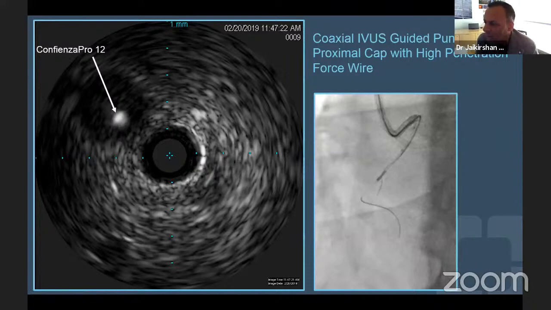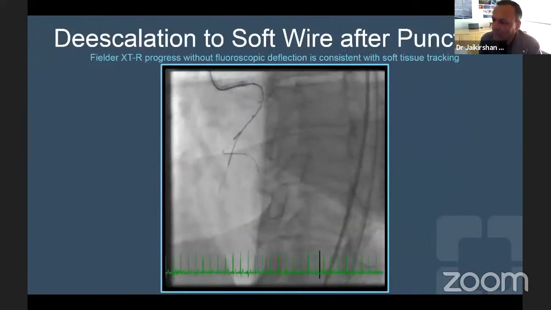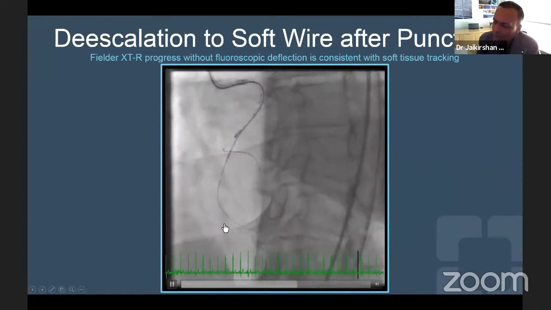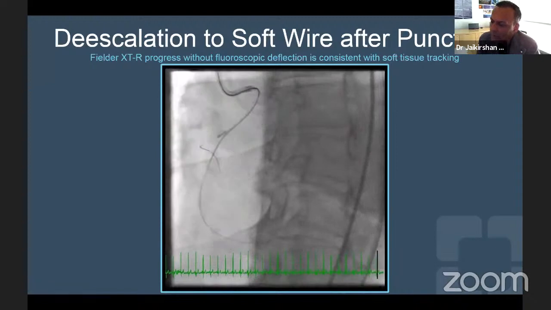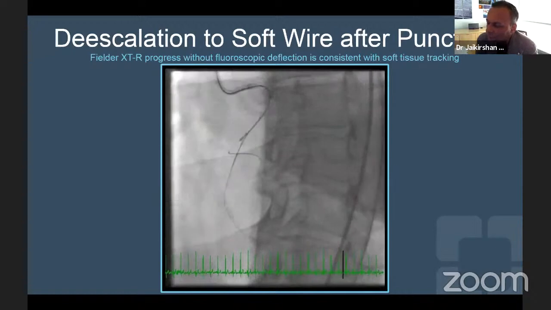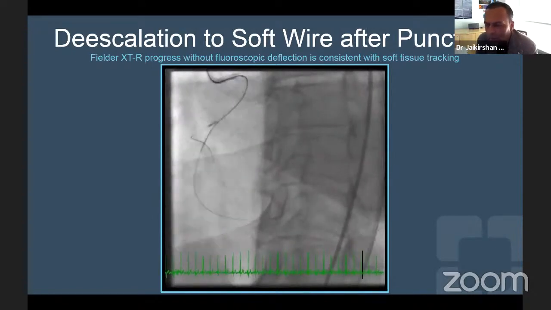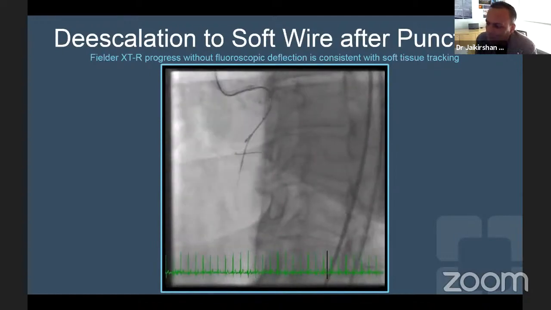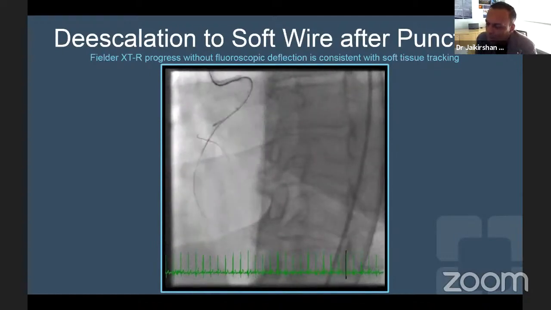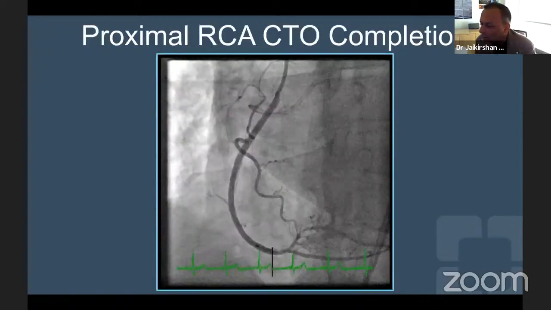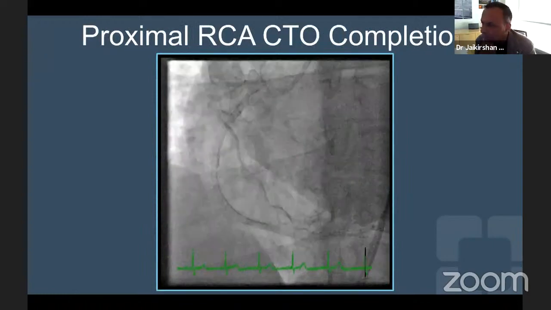Once we've achieved this, and we've confirmed under ultrasound that we're in the right space, we stop and we de-escalate. And this is a de-escalation with XTR. And you can see again, the tip of the wire is not deflecting anywhere. It's perfectly straight. And that's what you want to see. And that's the only cue that you get with this type of wire, that the wire is traveling correctly. The minute the wire starts to deflect, it's entering a subintimal dissection plane and you need to stop. But if it's perfectly straight, you can continue on. And this case went rather smoothly, and this is a completion angiogram after we crossed and stented.